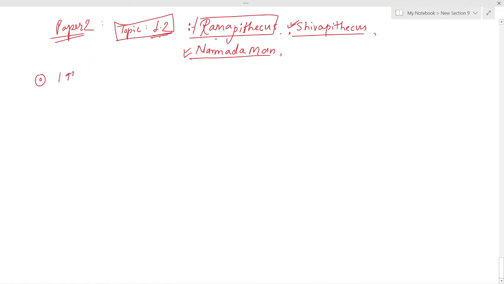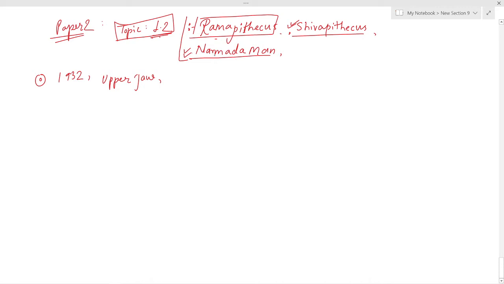Talking briefly, in the year 1932, some parts of the upper jaw. This is important because questions frequently come from this topic. It may be Ramapithecus, Shivapithecus or Narmada man, repeating every 1 or 2 years. So it is important for us to go through them at least once, and see what were the particular points which we found in the remains.